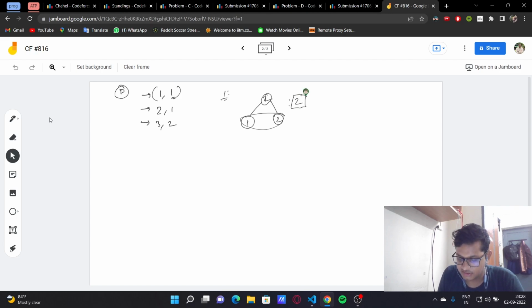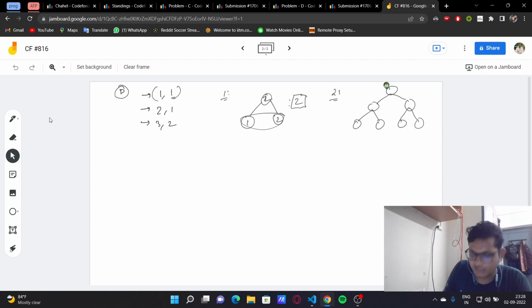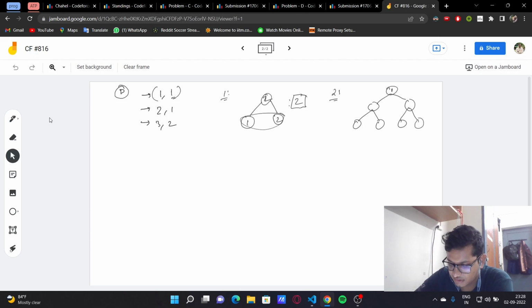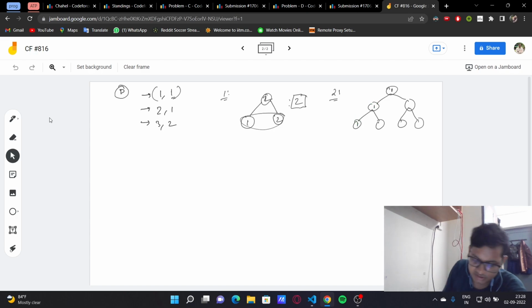Now in the next test case, we have two and one, so there are four participants in all. And this is the tournament tree for that. We are playing optimally, so we'll always make one win in the basic case, and let's assume that one came from the left side in both the matches. Now see, the organizers can do only one change.